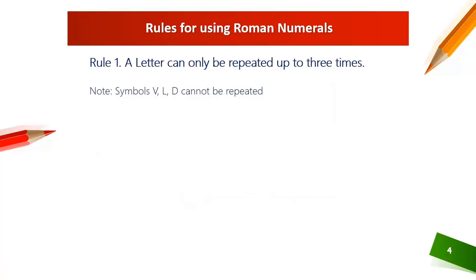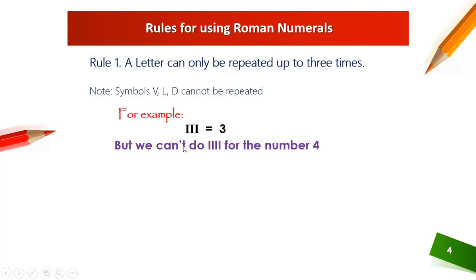Once again, the first rule says the letter cannot be repeated more than 3 times. For example, 3. In order to represent 3 in Roman notation, I is repeated 3 times. But I cannot repeat I 4 times, as the rule says the letter cannot be repeated more than 3 times.